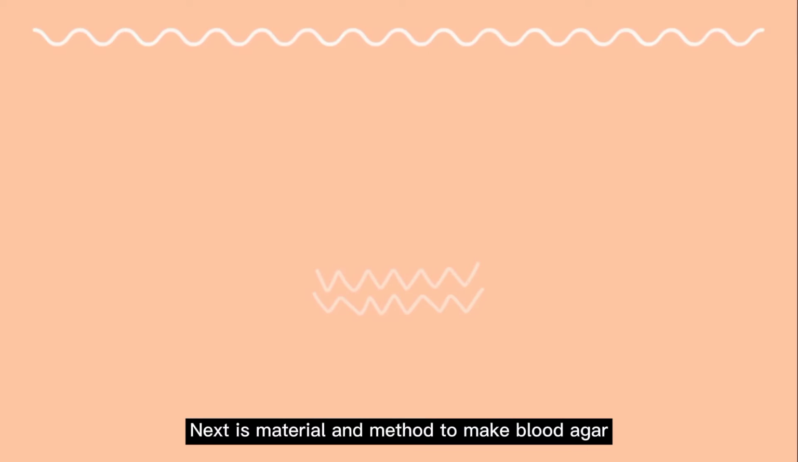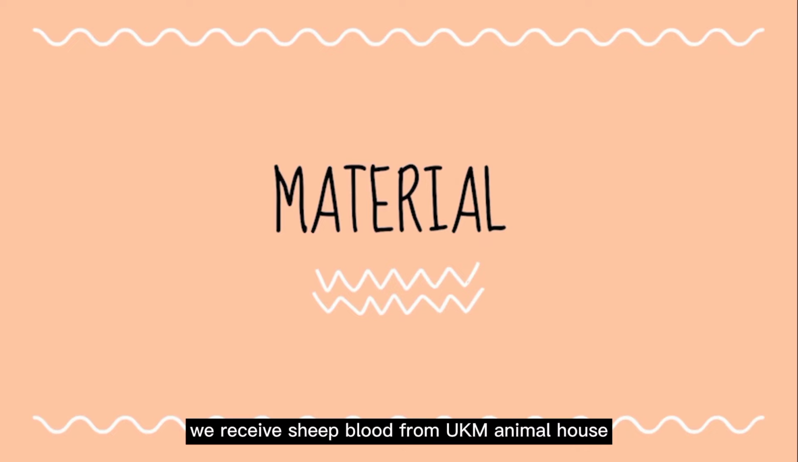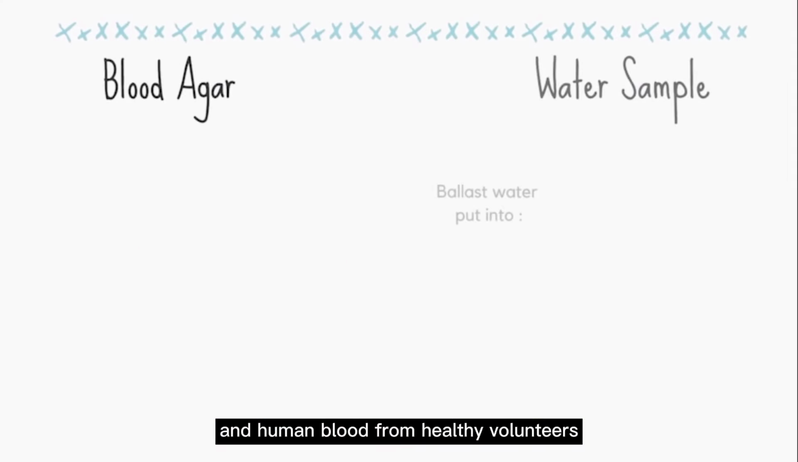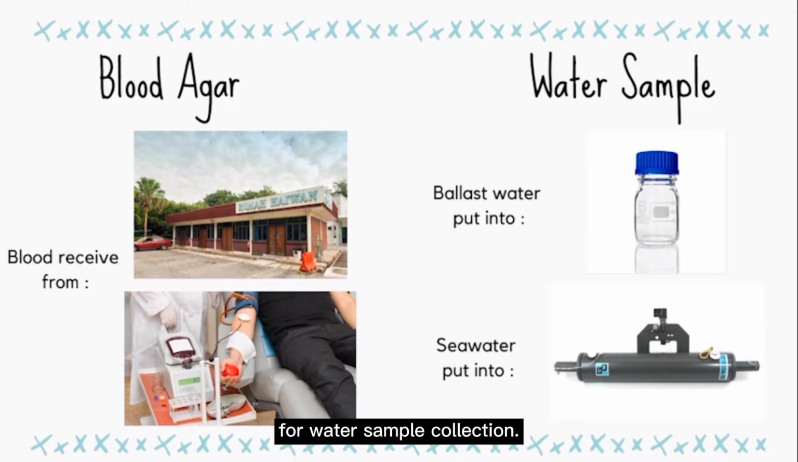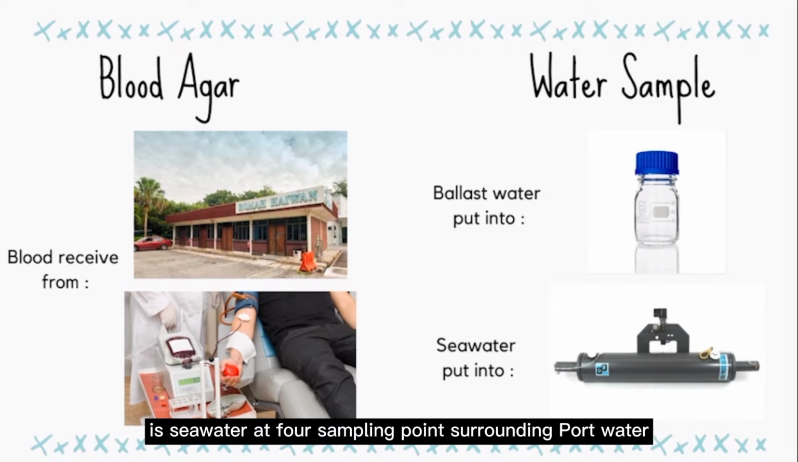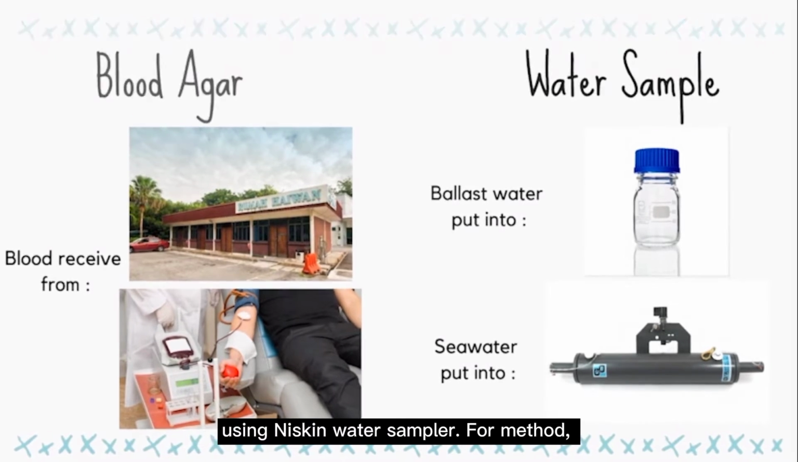Next is material and method. To make blood agar, we received sheep blood from UKM Animal House and human blood from healthy volunteers. For water sample collection, first is ballast water from 9 ballast tanks at Port Kelang, which was later filled into 1 liter sterilized shot bottles. Second is seawater at 4 sampling points surrounding port water using a Niskin water sampler.